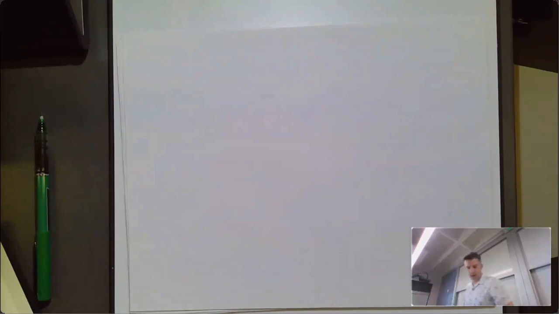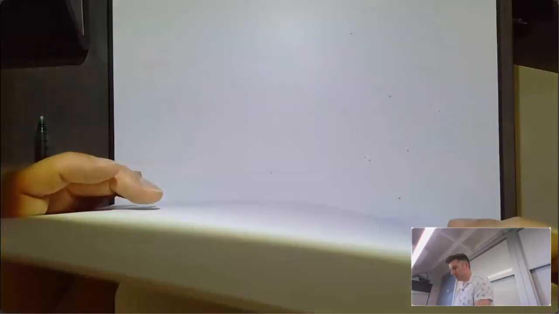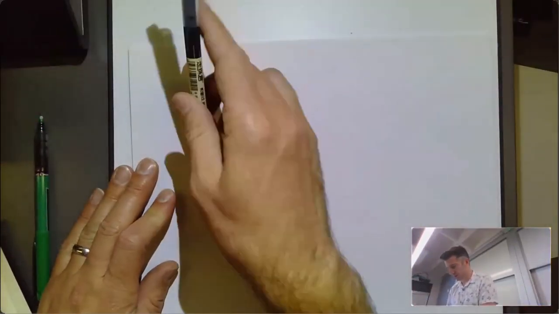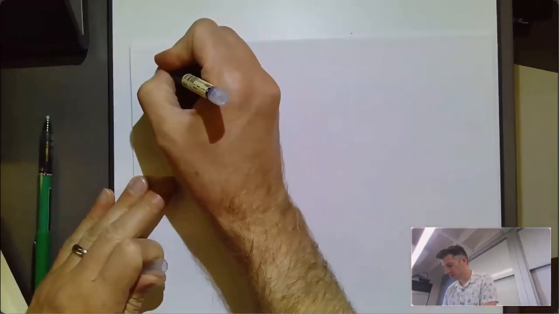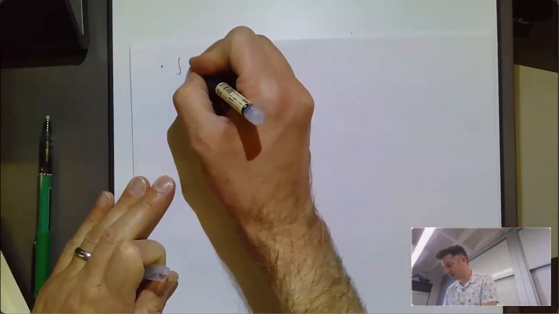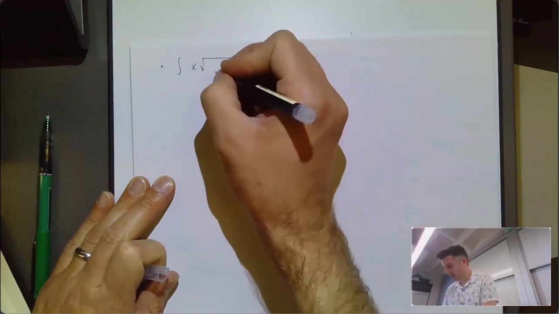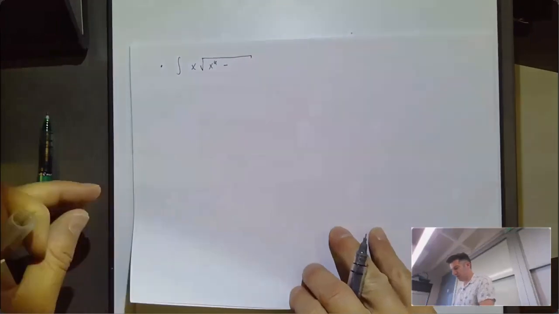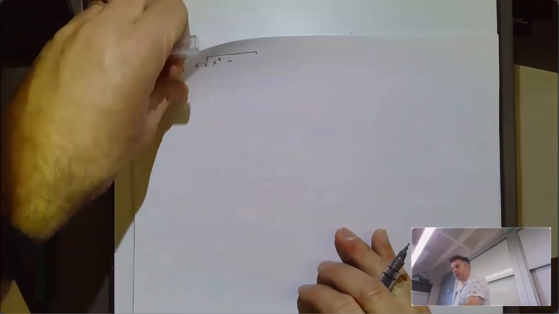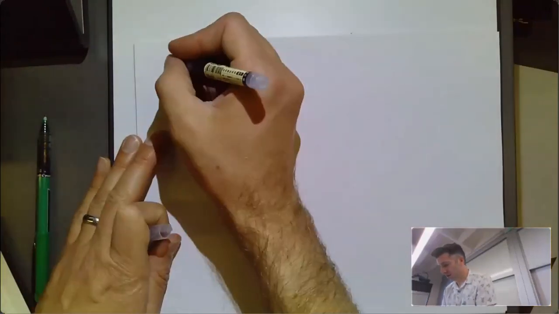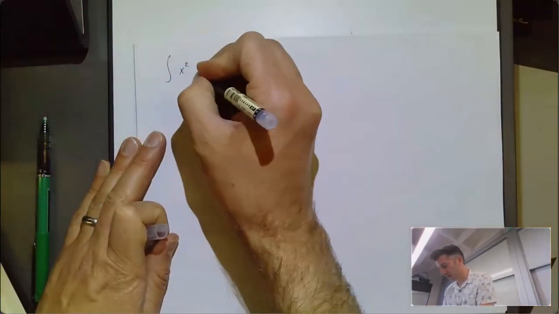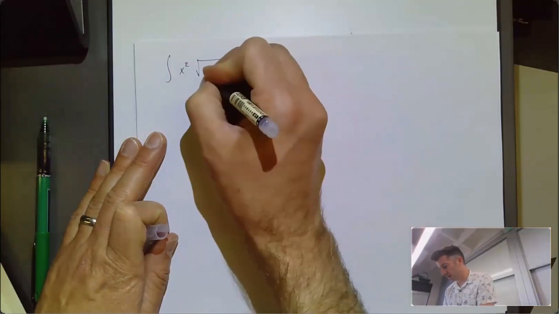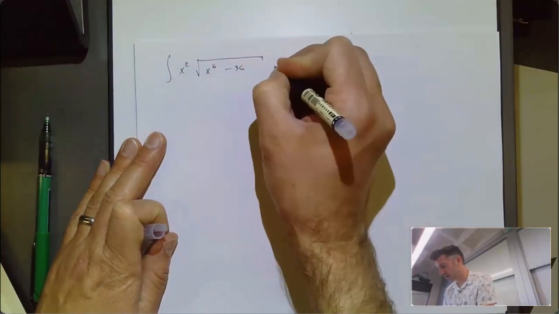Okay, so let's say we wanted to do the integral, oops, need your pen, of x times the square root of x to the 4th minus, actually, you know what, I'm going to change this one up just a little bit. Sorry, apologies. Do something slightly different. Let's say we want to do the integral of x squared times the square root of x to the 6th minus 36.